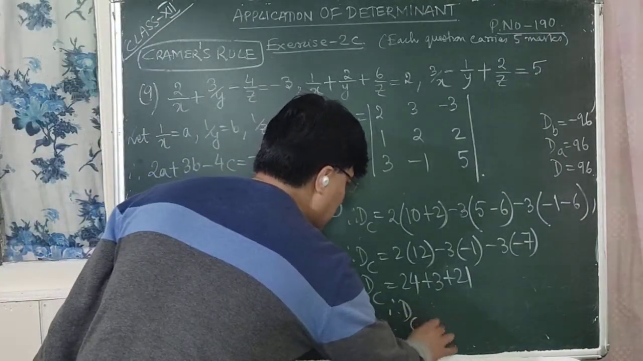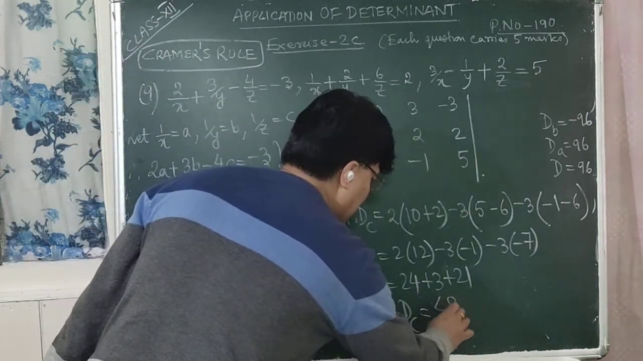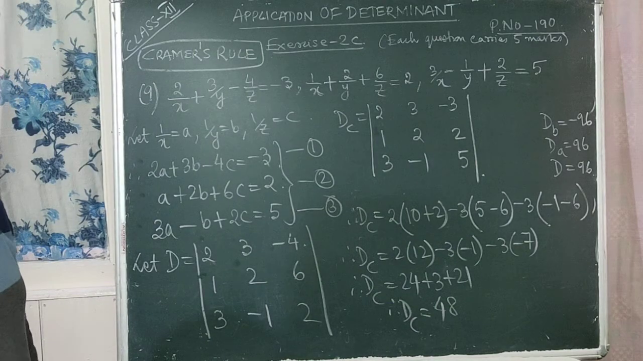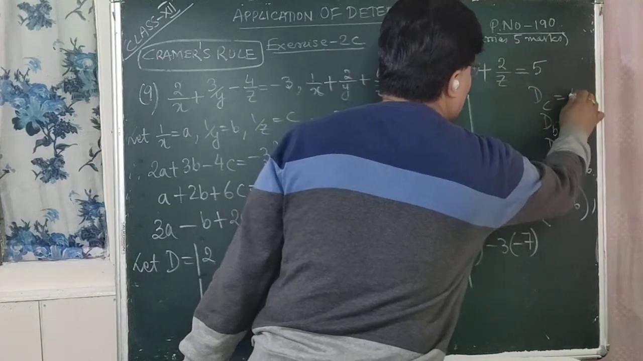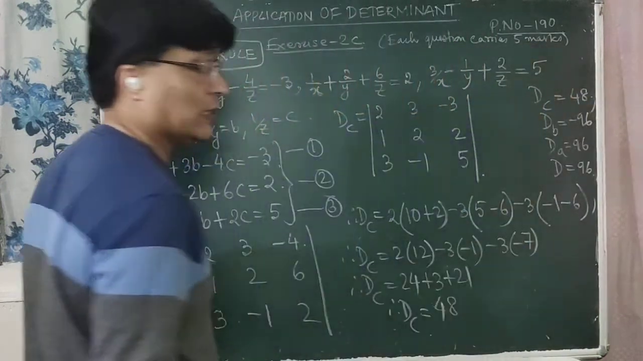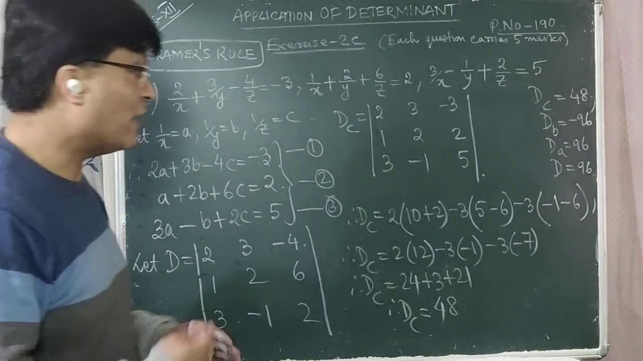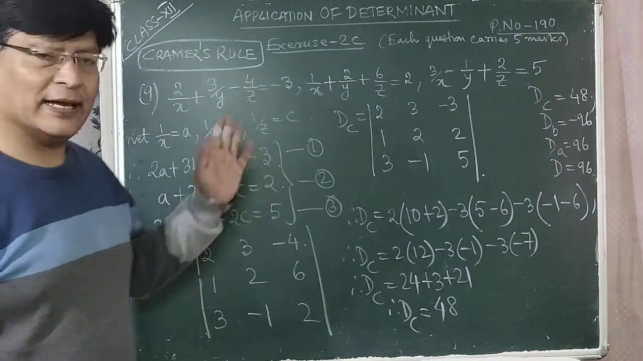So DC is equal to, what is it? 4 plus 3 is 7 plus 1 is 8, and 2 plus 2 is 4. That is DC is equal to what? It is 48. So DC is equal to 48. Is that clear to all of you? So we have found out the determinants D, DA, DB and DC.